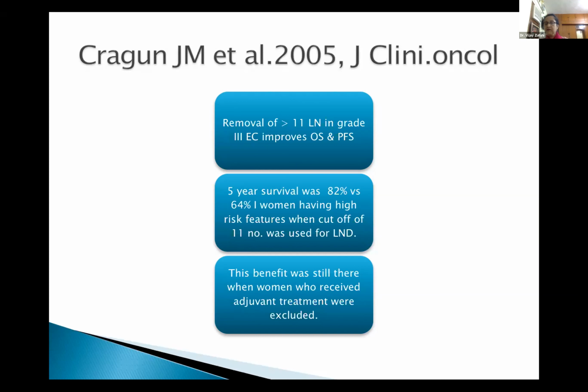If I do a lymphadenectomy for the sake of doing lymphadenectomy and say I've removed 4 or 5 lymph nodes, that doesn't make any sense. You have to do an adequate number of lymph node removal, say maybe 20 pelvic or more than 10 para-aortic. If you do that, only then will it make a change in the overall survival of a patient.